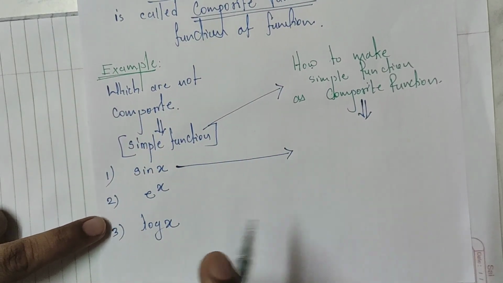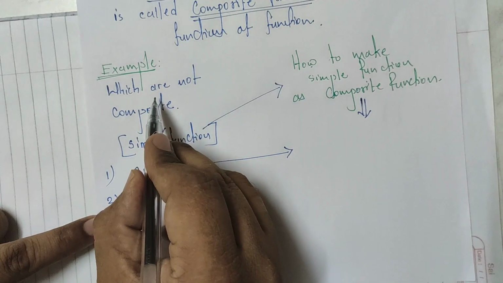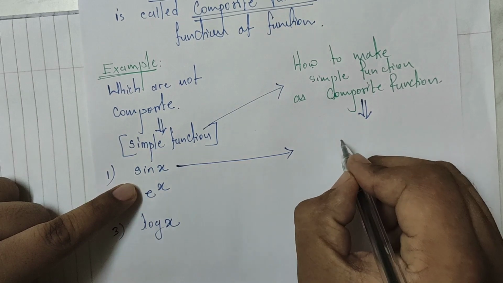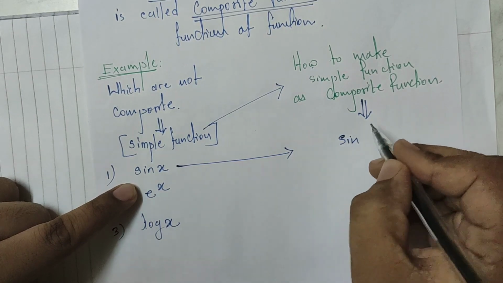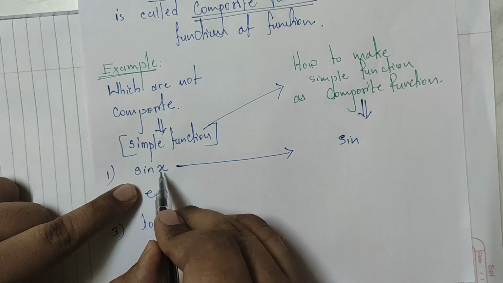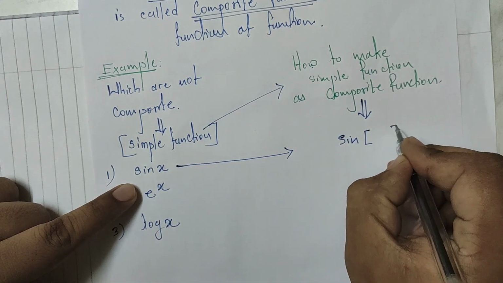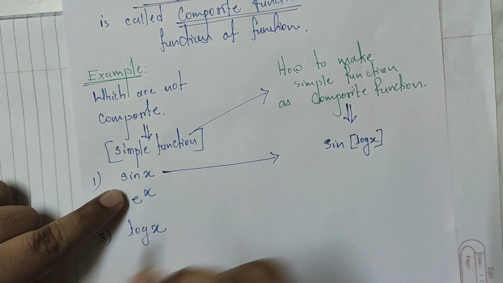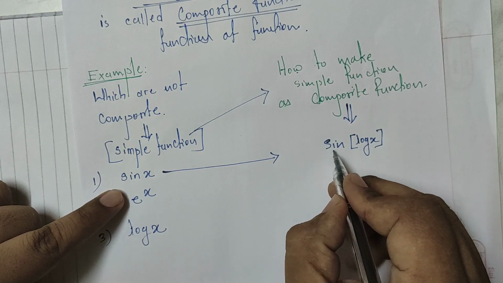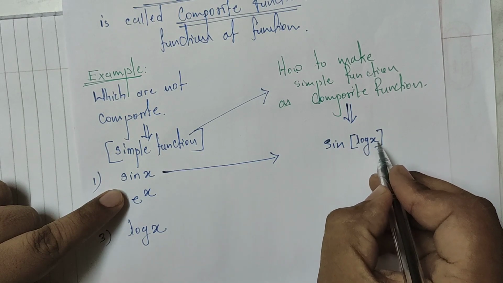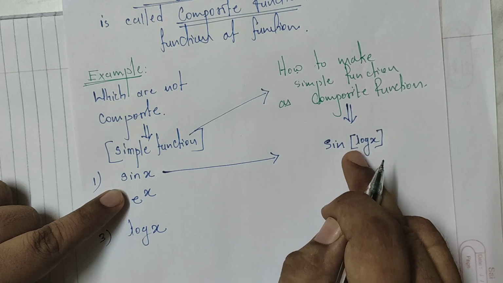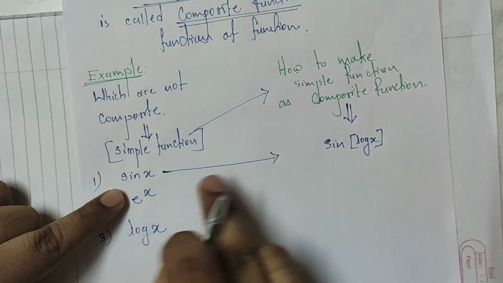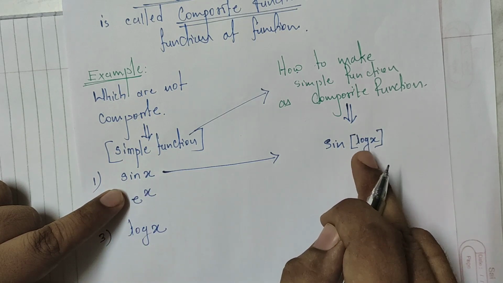Here I am taking the sin x function first, which is not composite but a simple function. The first function is sine, so I am writing sine here, and here is x. Here we replace x by any other function, for example log x. So the function is sine of log of x. This example is a composite function. Sin x is a simple function, and sine of log x is a composite function.